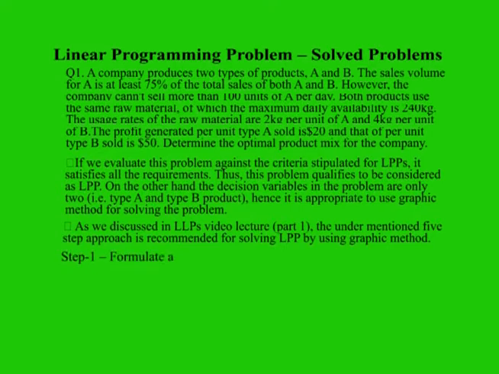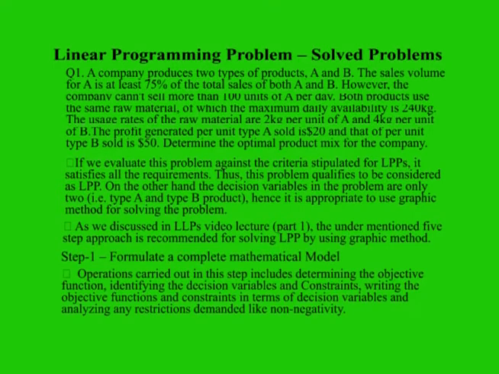Step 1. Formulate a complete mathematical model. Operations carried out in this step include determining the objective function, identifying the decision variables and constraints, writing the objective function and constraints in terms of decision variables, and analyzing any restrictions demanded like non-negativity restriction.